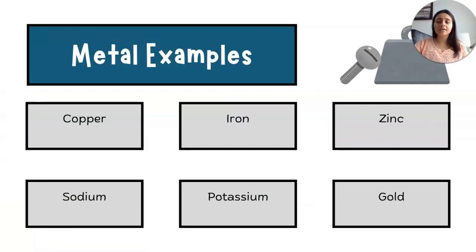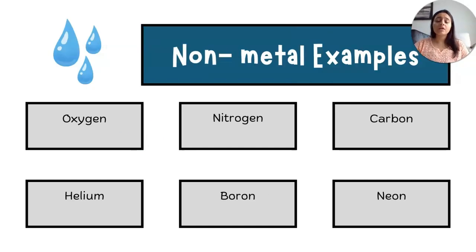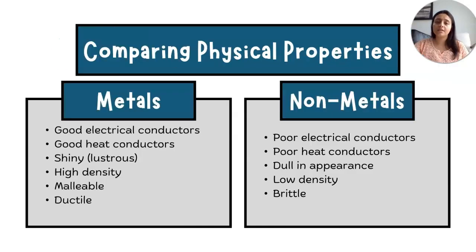So let us see certain properties with examples of certain metals. Metal examples are copper, iron, zinc, sodium, potassium, gold. And what are the non-metal examples? It can be liquid or gas. So oxygen, nitrogen, carbon, helium, boron and neon are certain examples of non-metals.